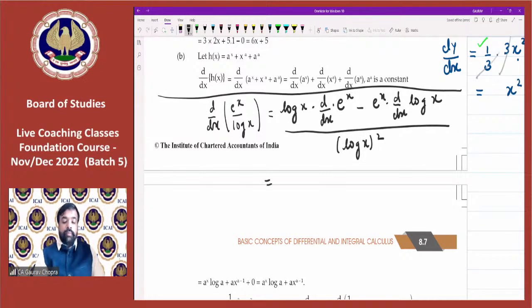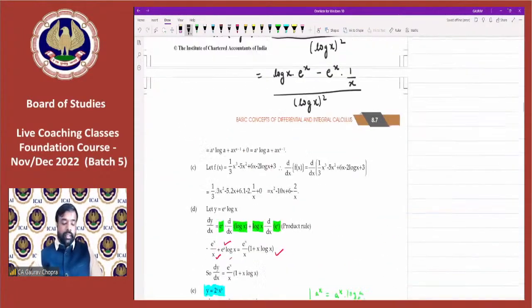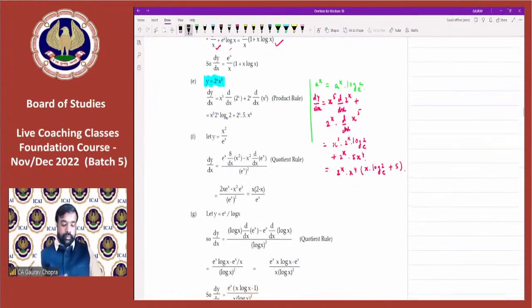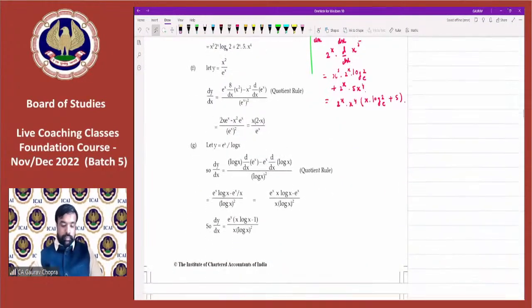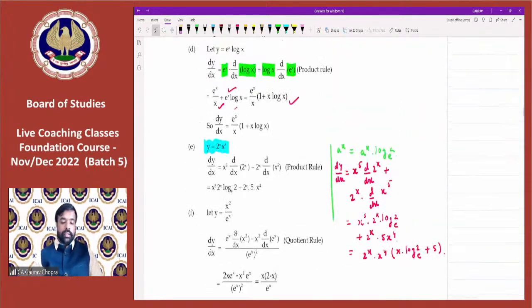Now in the next step we can differentiate. Log x will remain as it is. The derivative of e to the power of x is the same, minus e to the power of x, and for log x we can write 1 by x, whole divided by log x whole square. Okay, so this becomes the final result. So this is the answer.